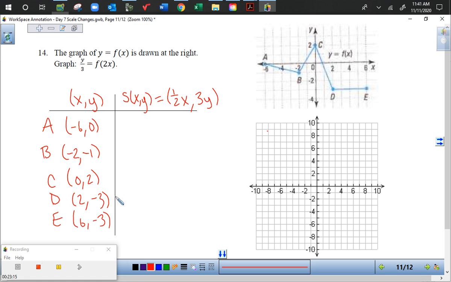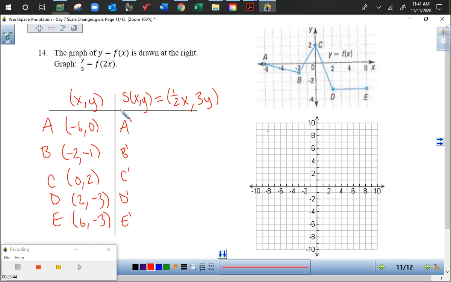If you're given a graph and the major points where corners happen, or those vertices, aren't labeled, I do want you to pick letters to assign to those, because when we graph the image, we're going to use those same letters to help guide us to connect the points. So with that in mind, let's go ahead and start out A prime, that notation for an image, B prime, C prime, D prime, and E prime.